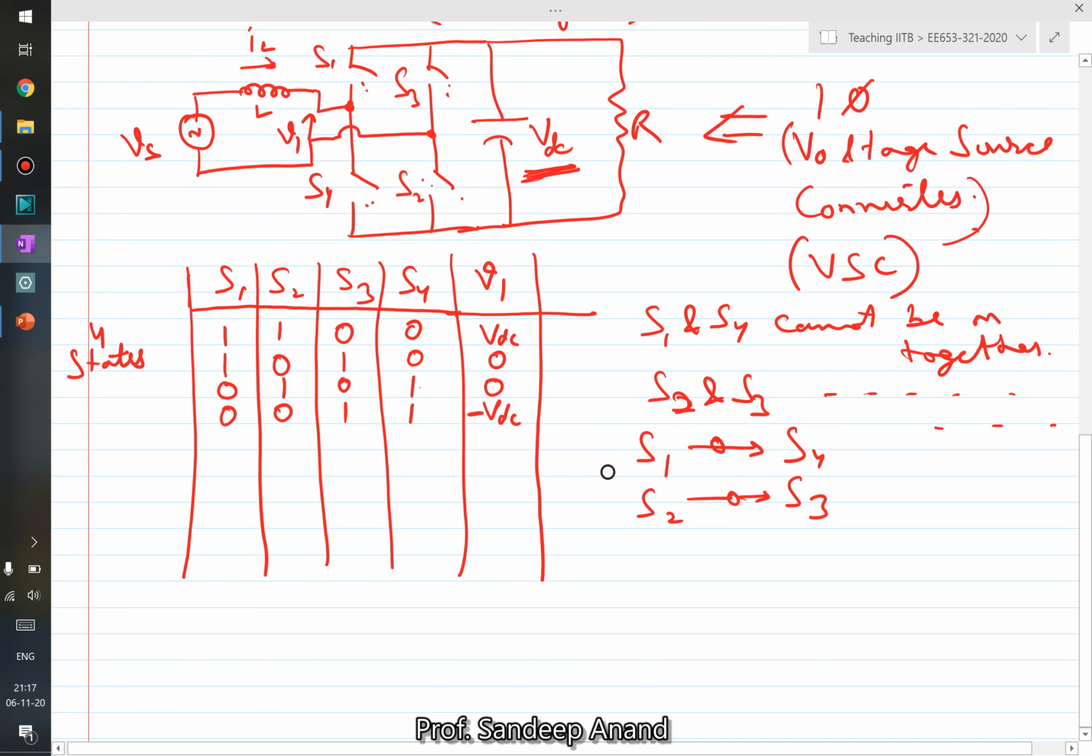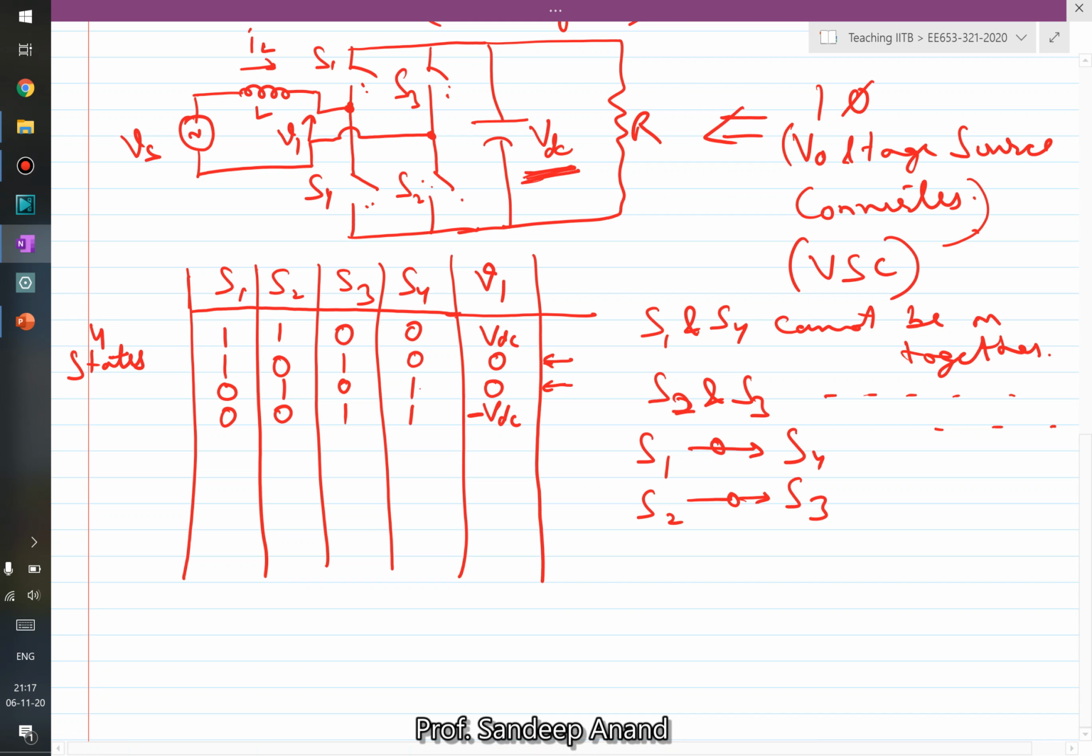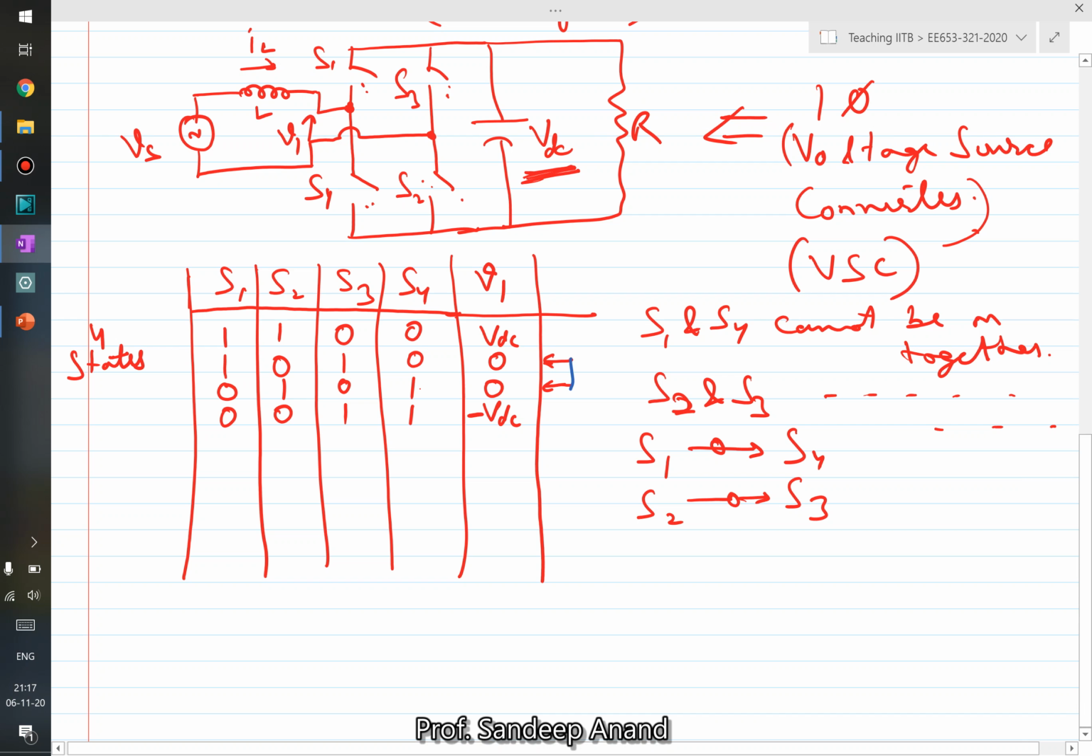Usually in books and other literature, we call these 2 states 0 states, right? Pretty easy to remember because you have 0 as V1, so you call it a 0 state. And these 2 states are called active states.